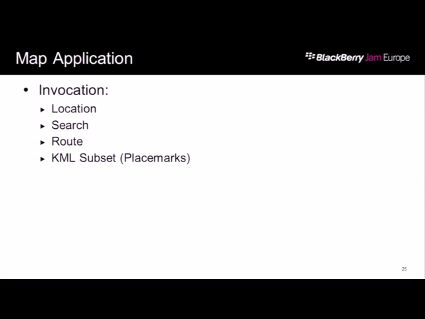You can also, if you've got a KML document with place marks inside of it, the mapping application recognizes a subset of KML, specifically the place marks, and we'll be able to show that information on the map.